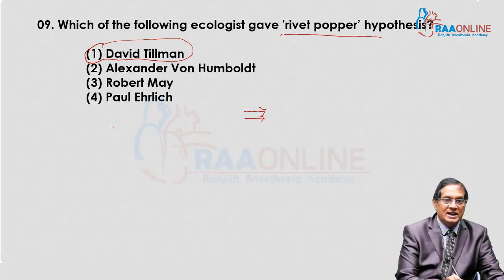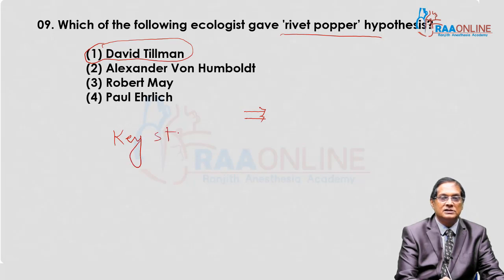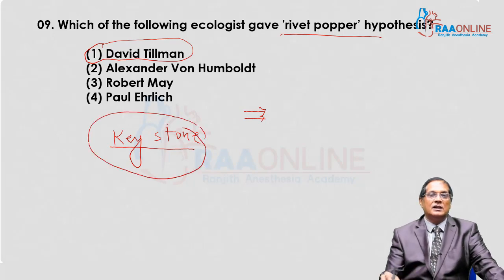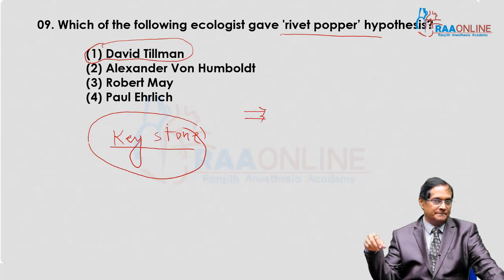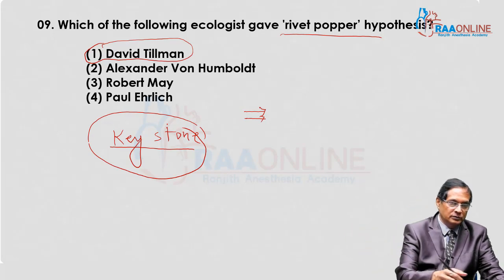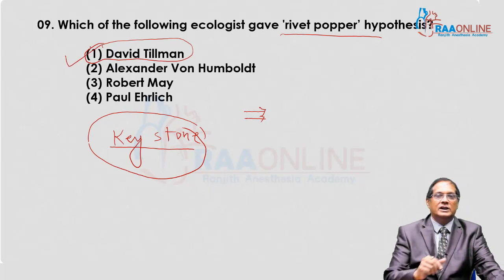They are called keystone species. That is, under scarcity, these species help a lot to the ecosystem. That is, if there is any disturbance in these species, the impact is like that if a rivet is taken from the wings of a plane. This was given by whom? That is David Tilman.